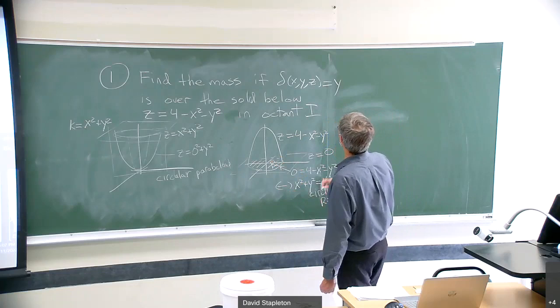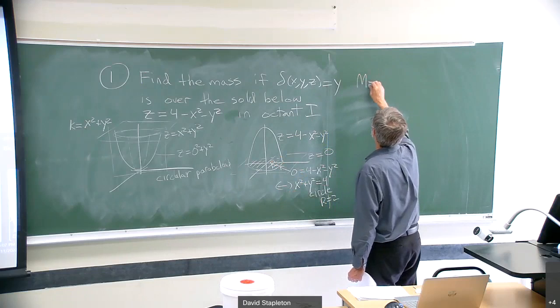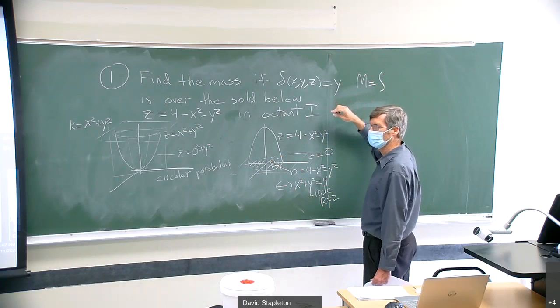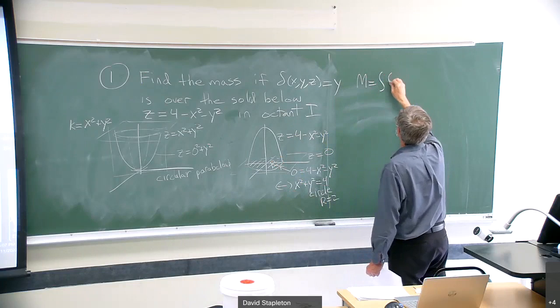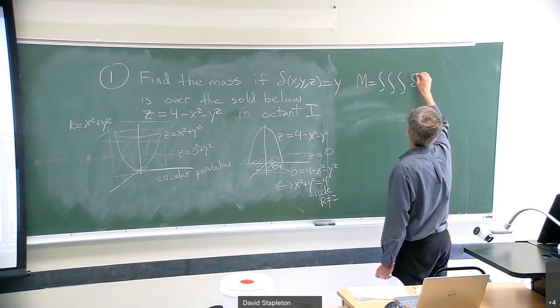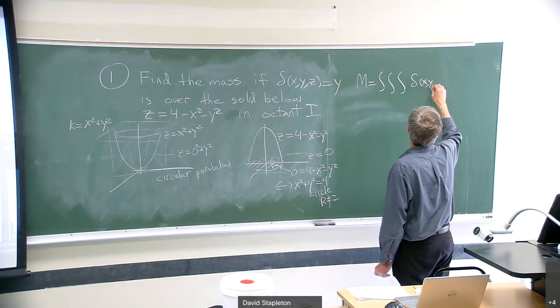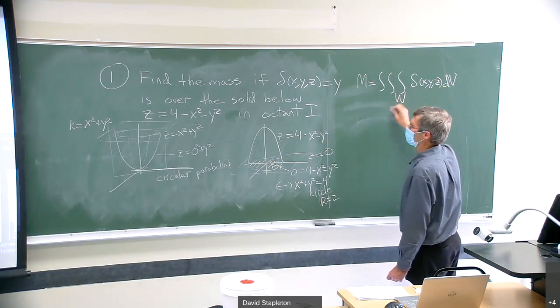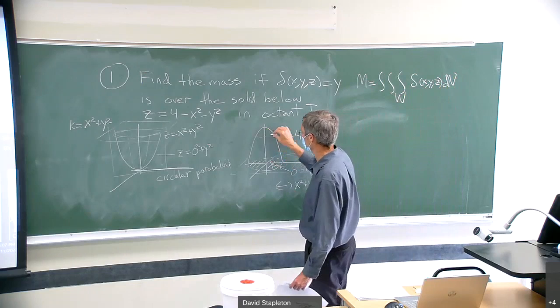So now if I want to find the mass, recall, but let me know if you can't see very well. I'm kind of over on the side here. The mass is the triple integral of the density over the solid W, let's call it. I call this W.